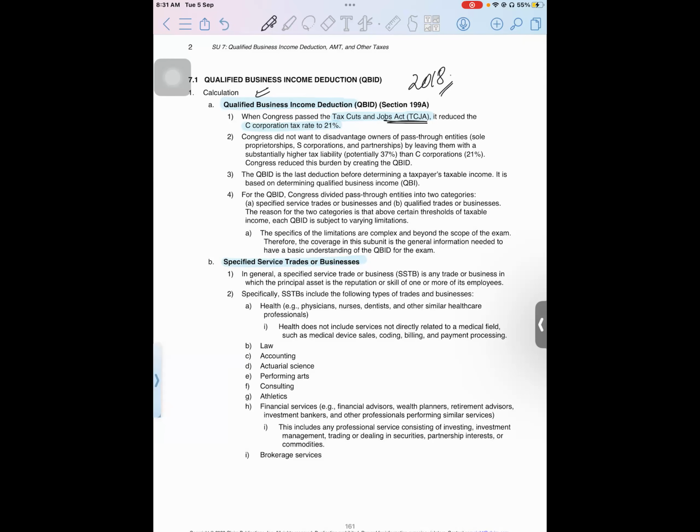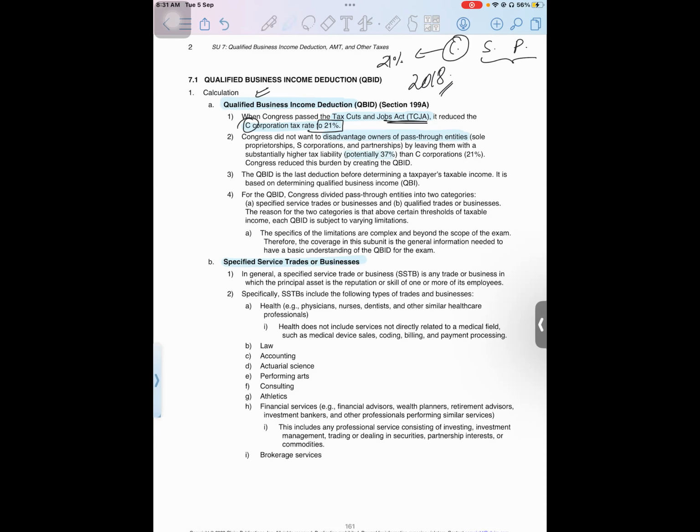So at that time, the C corporation, which we'll see in the second part, is a kind of entity where the tax rate was applicable at 21%. Now, due to that, they don't want to disadvantage the owners of pass-through entities. So pass-through entities means what? Those entities like S Corp and partnership. So here they reduced it to 21%, but here the tax rates were not reduced, right?